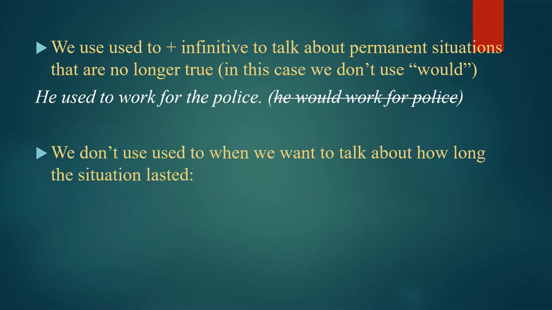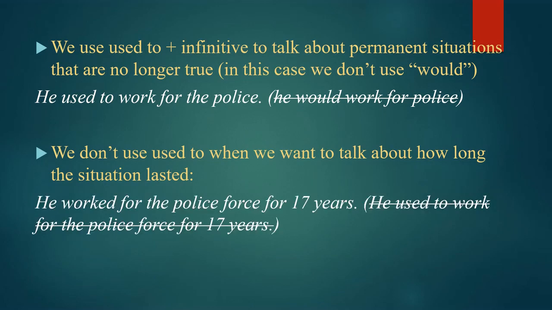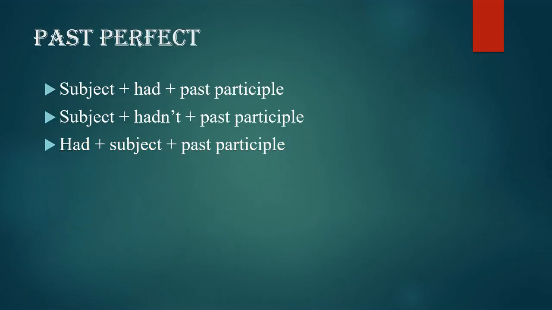We don't use used to when we want to talk about how long the situation lasted. For example, he worked for the police for 17 years. In this case, we cannot say he used to work for the police for 17 years. We can use would, and also we can use simple past, but we cannot use used to. We don't use used to with state verbs. Please remember, in this case, we use would.